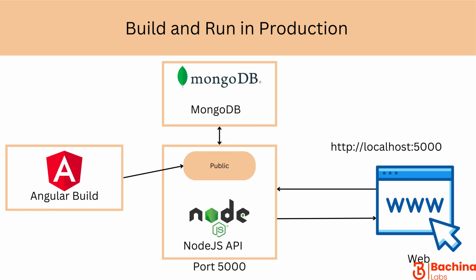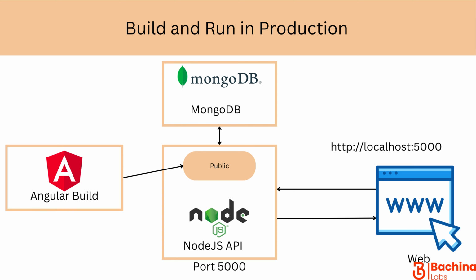So for that, we have to make some changes. The first change is you have to build your whole front end UI, and you have to take those assets and put them in the public folder of the Node.js API. When your Node.js API is running on port 5000 and the browser hits port 5000, your Node.js API serves the index.html, which is the single page application of your front end UI.